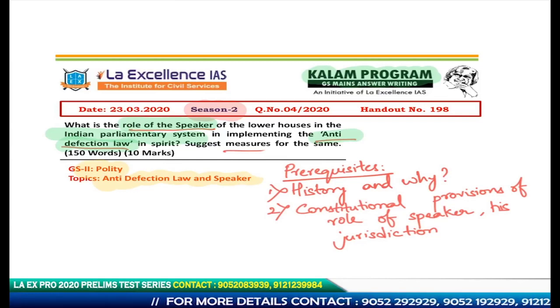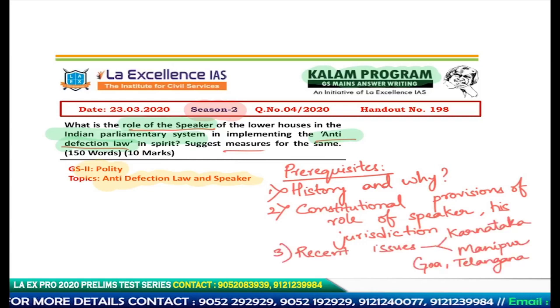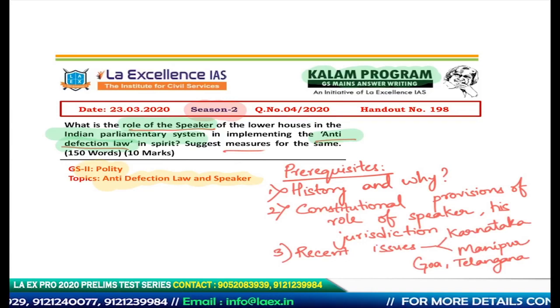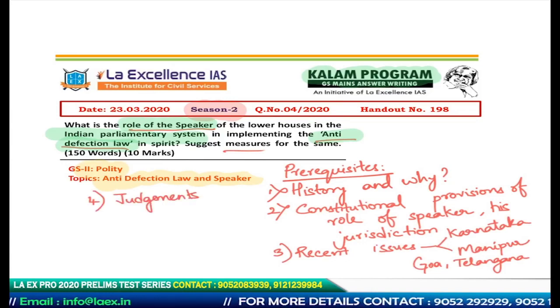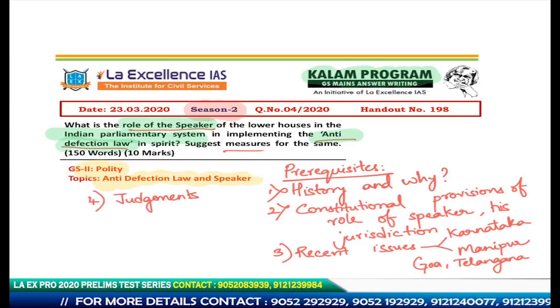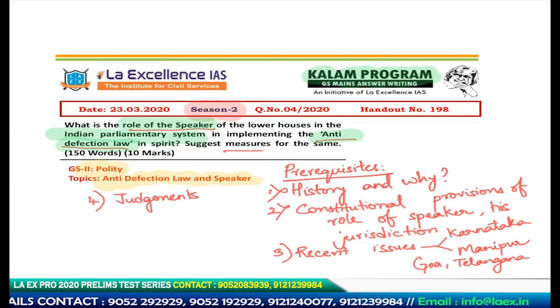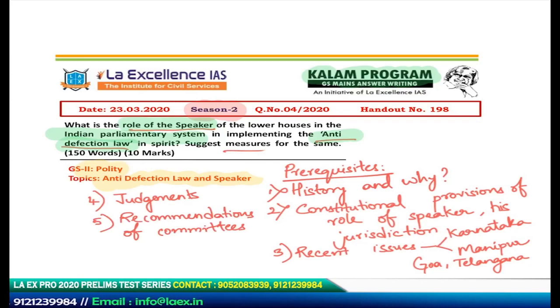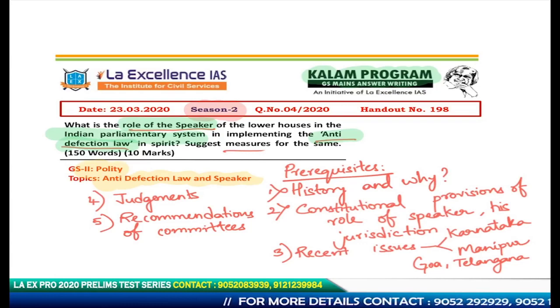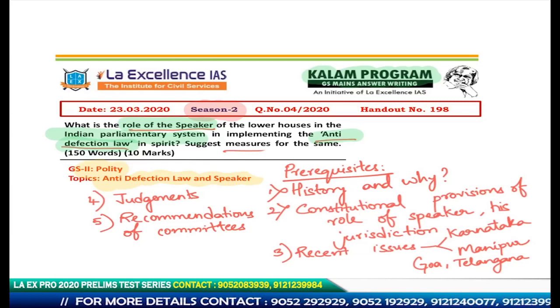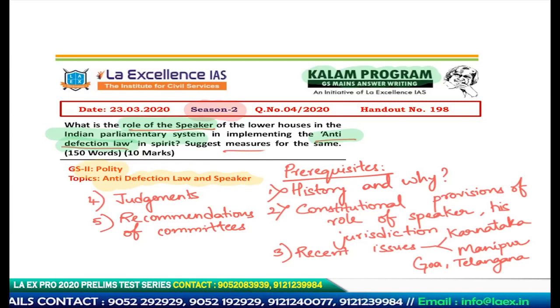One also needs to know the recent issues with respect to anti-defection law, especially with reference to the role of the Speaker. Then one also needs to be aware of recent judgments. I have spoken about a few Supreme Court judgments in the recent past. Apart from the judgments, one also needs to know some of the committees which have been formed specifically for this purpose, or some of the committees formed for electoral reforms which have given guidelines on how to make the Speaker's office impartial or how to make anti-defection law more effective. So all these reports and judgments one needs to be aware of before approaching this answer.